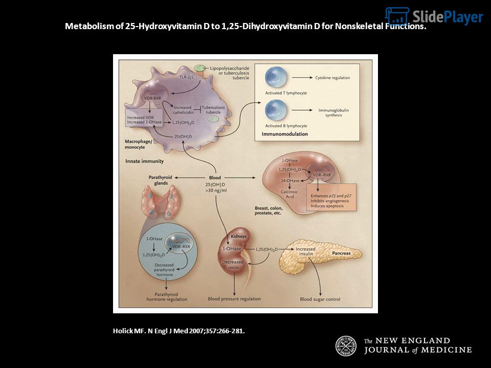Once 1,25-D completes the task of maintaining normal cellular proliferation and differentiation, it induces expression of the enzyme 25-hydroxyvitamin D 24-hydroxylase, 24-OHase, which enhances the catabolism of 1,25-D to the biologically inert calcitroic acid. Thus, locally produced 1,25-D does not enter the circulation and has no influence on calcium metabolism.